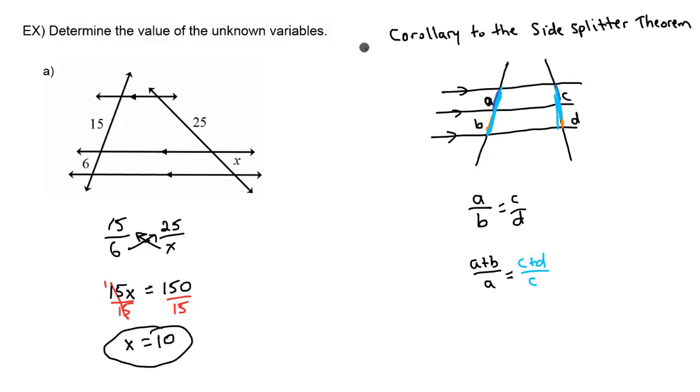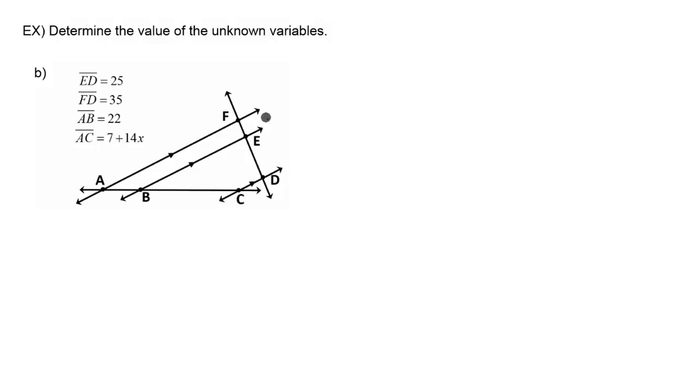So we used the corollary to the side splitter theorem there. In part B, we're going to use the same thing, but before I start setting up my proportion, I'm going to fill in all my different values. So ED, that looks like it's right here, and that's going to be 25. FD is right here. It's a long side right there, so that's going to be 35. AB is this short segment here. That's just 22. And then AC is going to be this long side over here, which is 7 plus 14x.